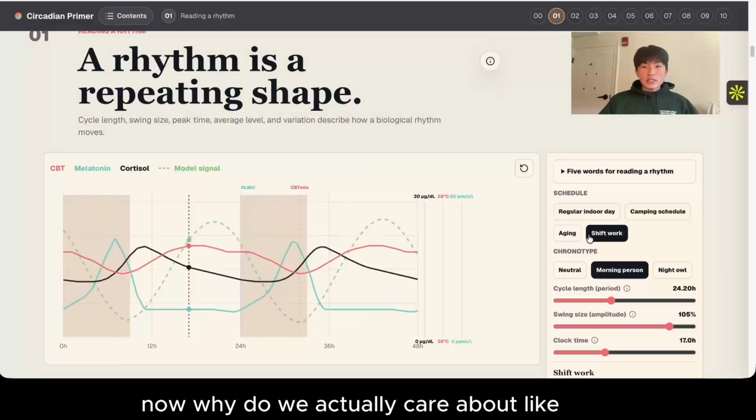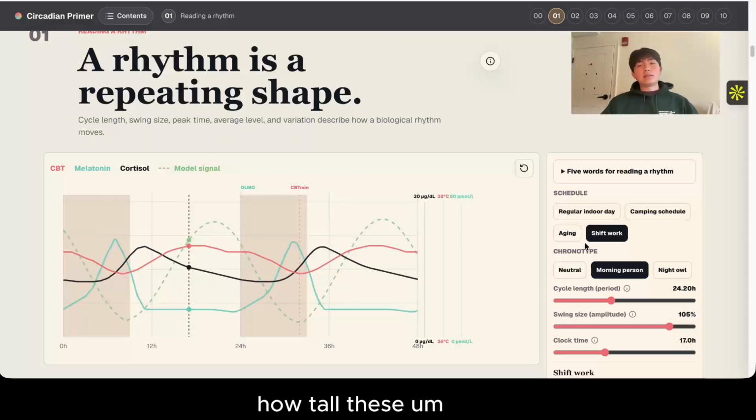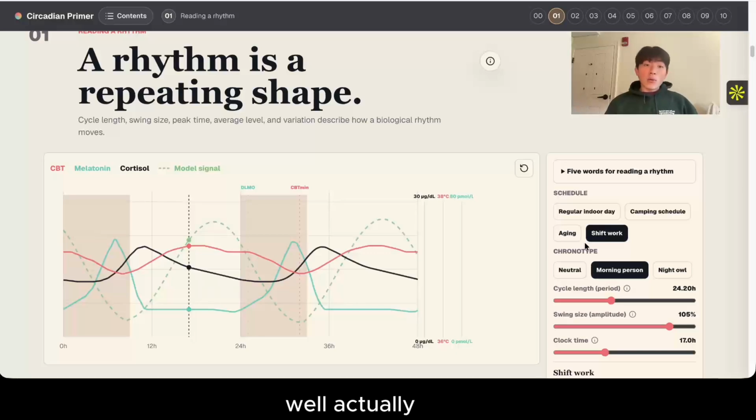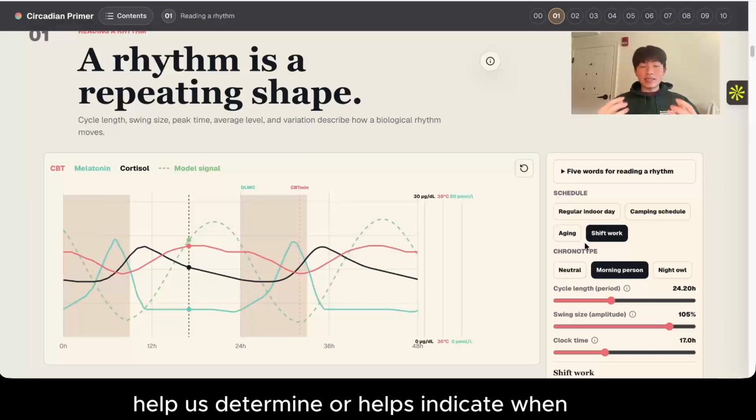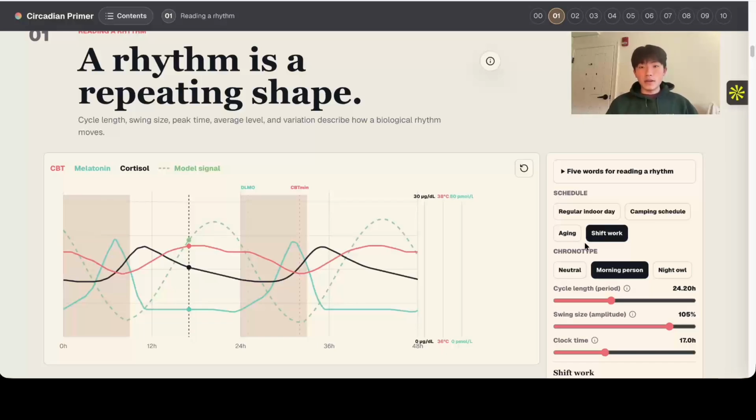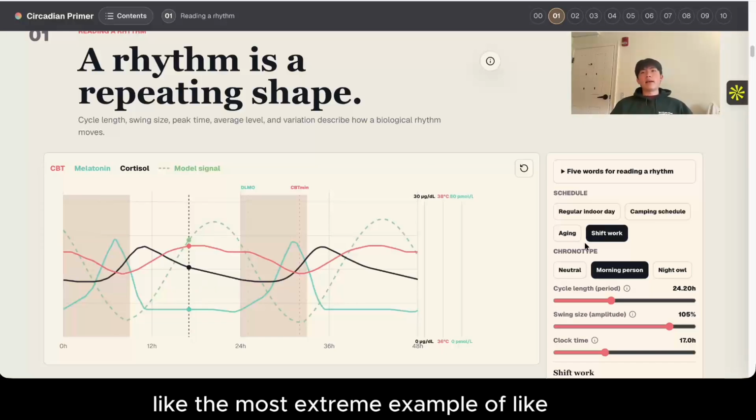Now, why do we actually care about how tall these lines are going? Like if they're already repeating every 24 hours, then we're good to go, right? Well, actually, circadian amplitude, or how tall these mountains are, helps indicate how much of a difference there is between the daytime and the nighttime. Now, what's the most extreme example of a day and night split?